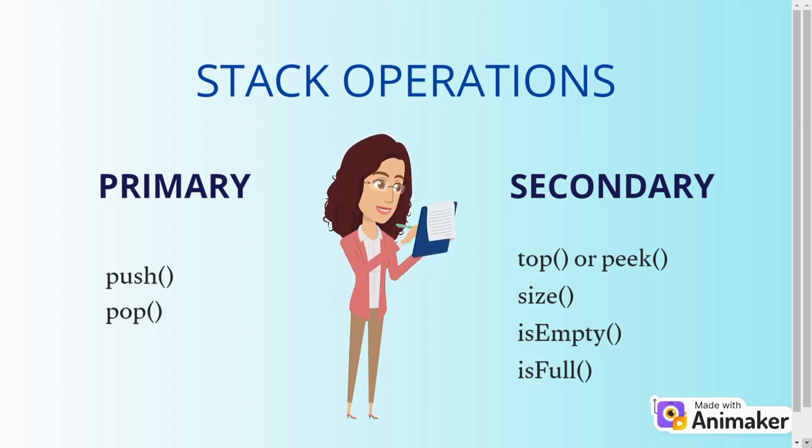Under secondary operations, the first one we have is top or peek, which is used to return the last inserted element that is at the top without removing it. And next we have size, which is used to return the size of the stack, that is the total number of elements present in the stack. And then we have isEmpty, which is used to indicate whether the stack is empty or not, and isFull to indicate whether the stack is full or not. Now let's look at a visual representation of a stack's primary operations, push and pop.